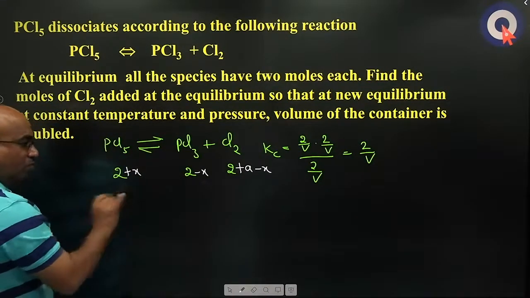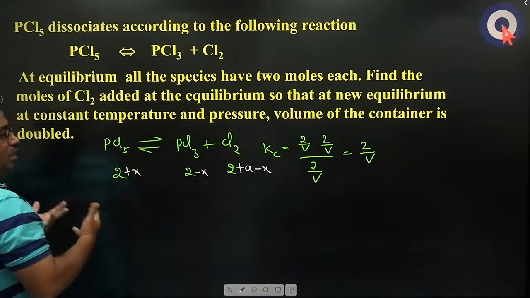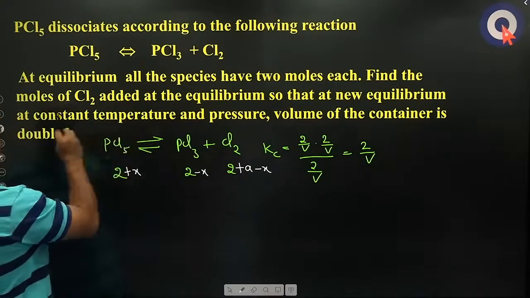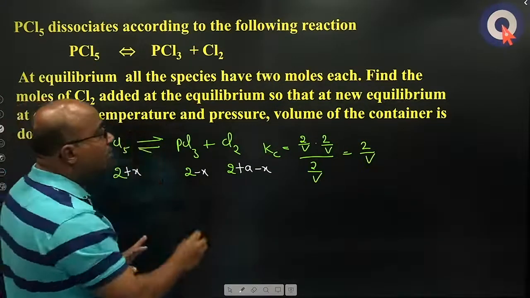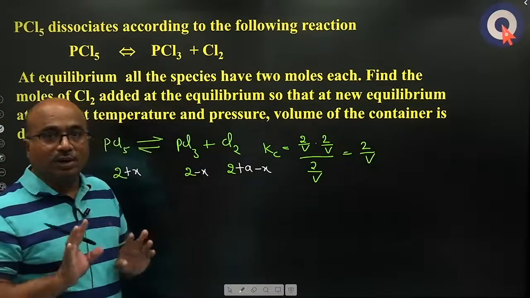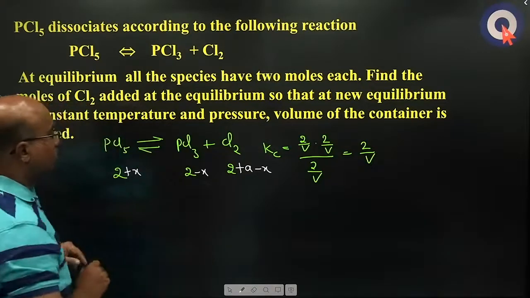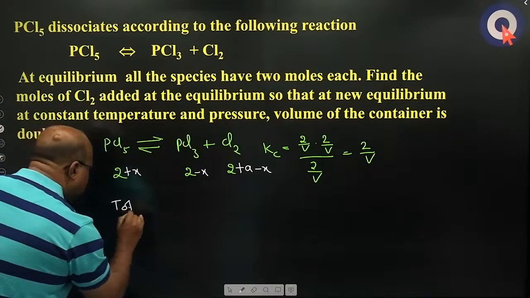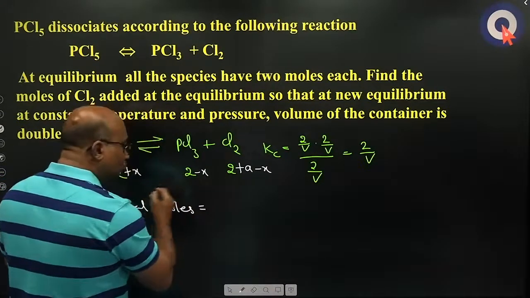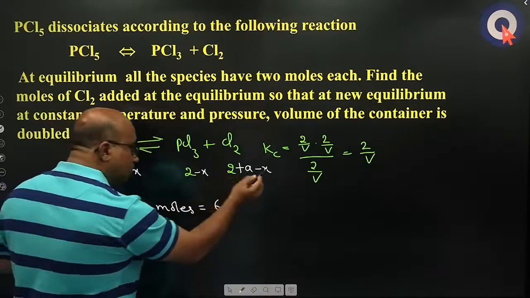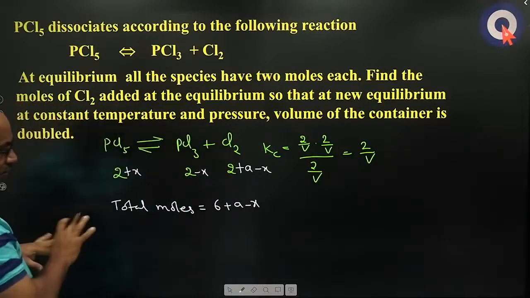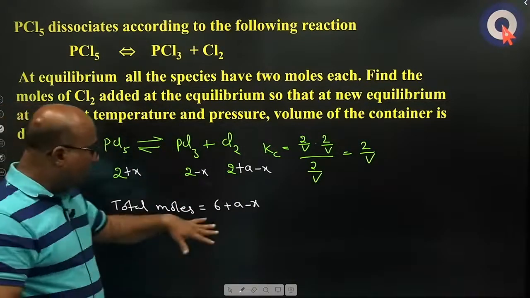So total moles at equilibrium, maybe. We have to calculate the number of moles of Cl2 that was added, that means we have to calculate this A value. How many moles of Cl2 did we add? So let us say total moles at equilibrium. What is this? This is 2, 2, 2, totally 6. This X and this X will go, this X will remain. So A plus X value, we got it. A minus X, sorry. These are the total moles at equilibrium.